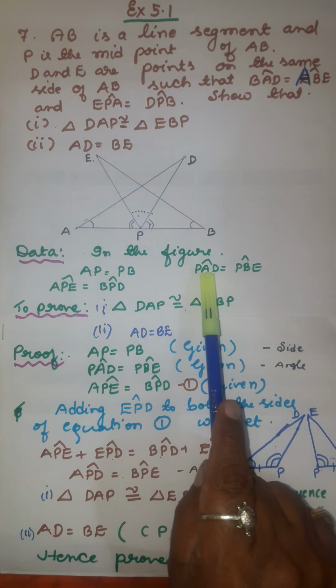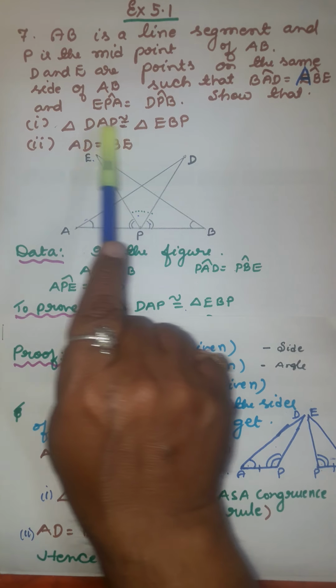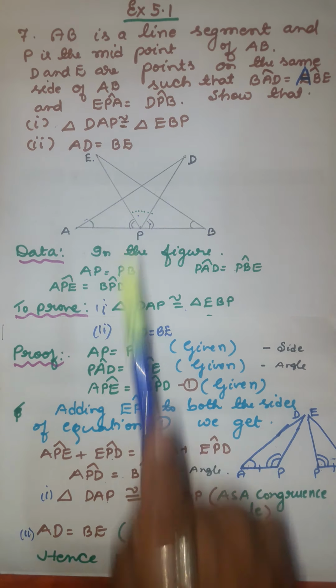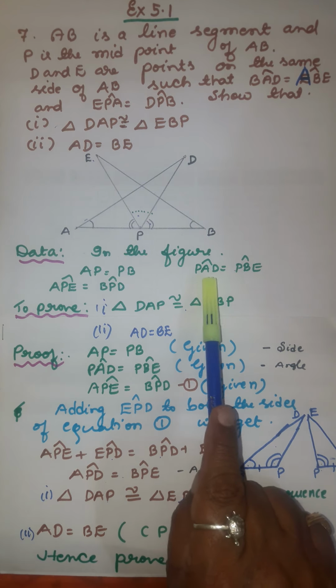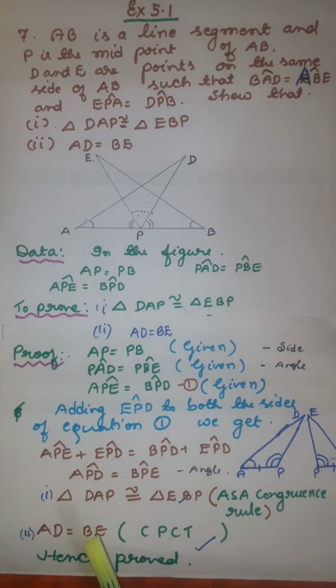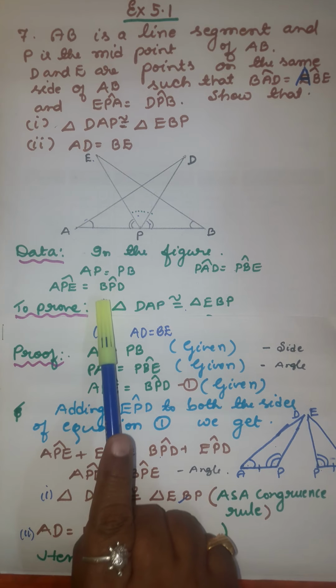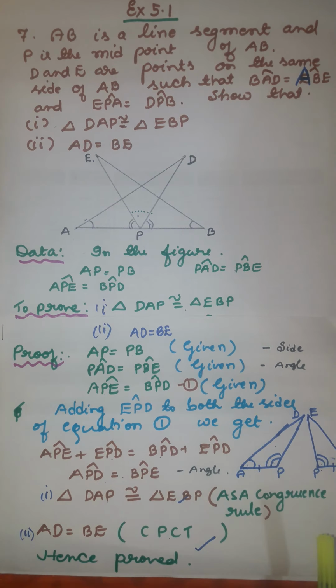And also, why have I written PAD is equal to PBE? Because I have to prove triangle DAP is congruent to triangle EBP. So before proving that, I have to prove the two corresponding angles of these two triangles are equal. Therefore, I am writing here angle PAD is equal to angle PBE because they form the part of the triangles DAP and EBP. And also given, angle APE is equal to angle BPD.